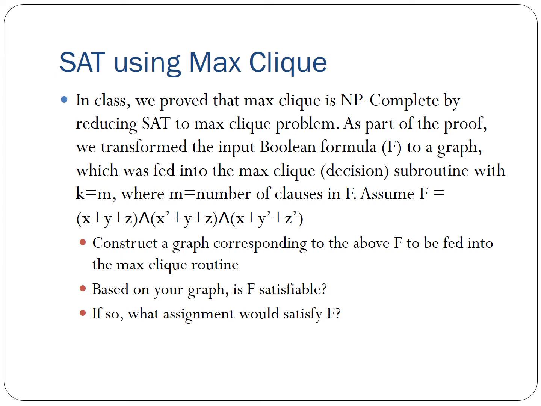The input to the SAT problem is a Boolean formula, but the input to the max clique problem is a graph. So as part of the construction of the proof, we had to transform the given Boolean formula into a graph. What this question is asking is, assuming you are given this Boolean formula here, you have to construct a graph corresponding to this formula to be fed into the max clique routine for solving the problem. And then from that graph we have to figure out whether or not the given formula is satisfiable.